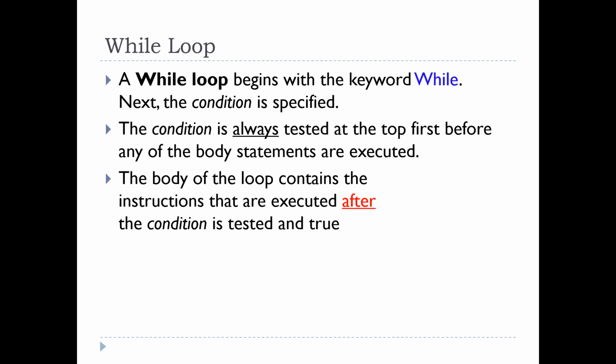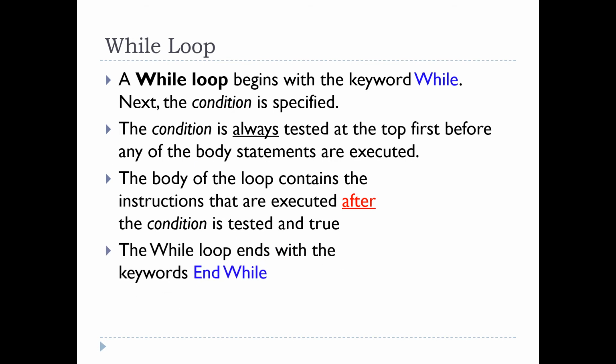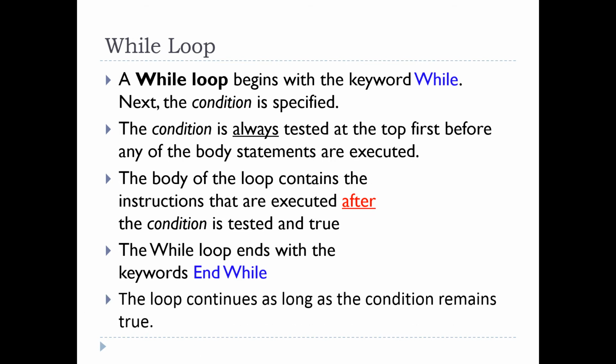So the body of the loop contains instructions after the test is tested, true or false, and then at the end of the loop you put the keywords end while, just like the if and end if, right? Sub and end sub, function and end function. Again, Visual Basic uses words, whereas if you learn Java or other languages, you use the curly braces to begin or end a loop or a block of code. And then the loop continues as long as the condition remains true.